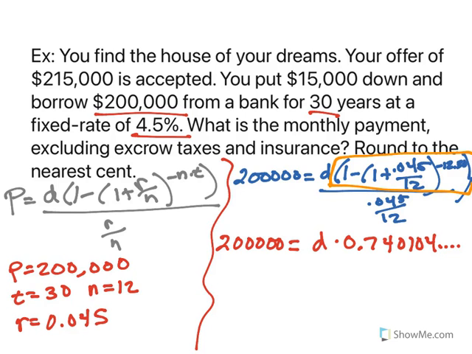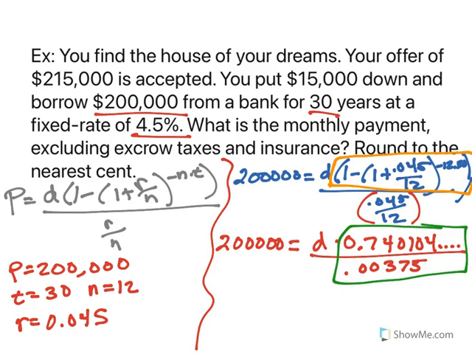Now in the denominator, we have 0.045 divided by 12. If you divide those two, you get 0.00375. Now we're going to focus on this piece. Because it's D times, we're multiplying on the numerator, it's okay if we divide these first. So if I take 0.740104, whatever is in my calculator, and divide by 0.00375, now I have 200,000 equals 197.361159, keeps going on, and that's times D.